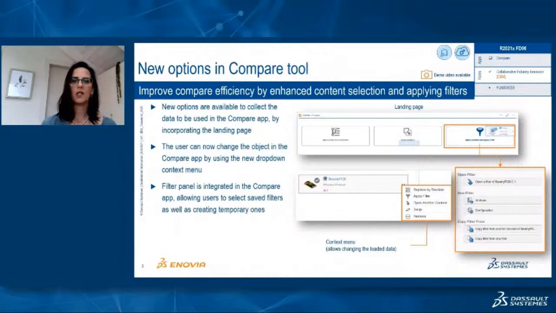There is a new landing page, which provides new options to collect the data to be used in compare. One of the options, for example, is to open filtered content. Moreover, once you already have the object loaded in compare, you can use the new context menu to change it. So for example, you can replace it with another revision or apply a filter and much more. You don't need, as before, to go and do another search and load the object from scratch. By the way, once applying a filter, you can either apply a saved filter or you can create a temporary one.